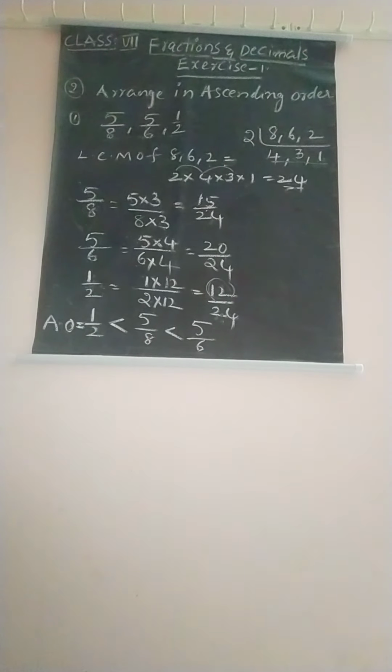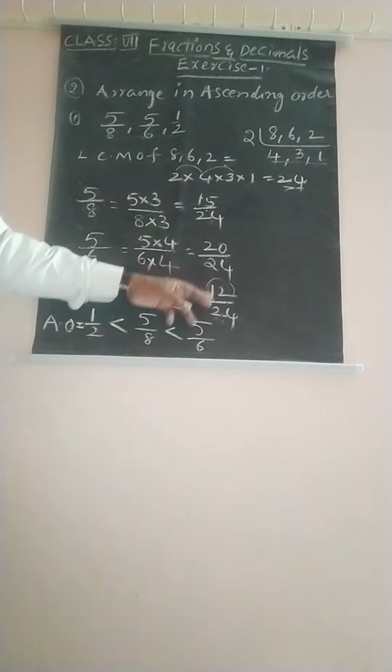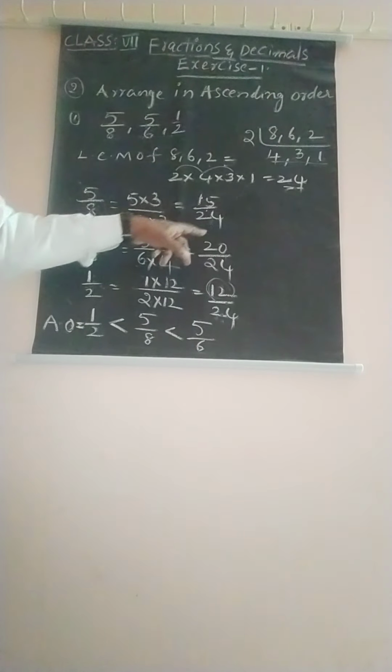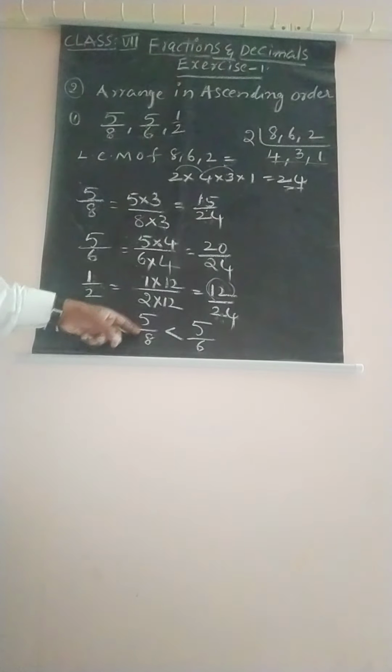So which is the smallest one? That is the starting one. First, 12 by 24 is the smallest. Next bigger is 15 by 24, that is 5 by 8. And the last one is 5 by 6. That is the way.